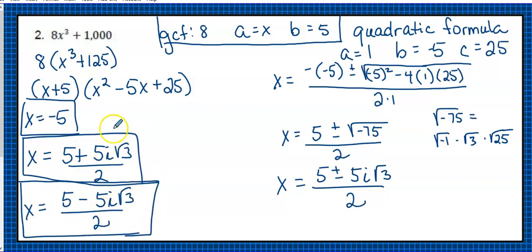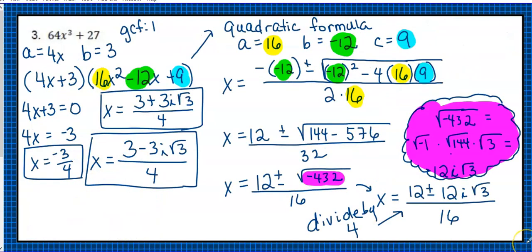Okay guys, so number 3 is very similar to number 1 in that the GCF is 1. So for this sum of two cubes, a was 4x, because the cube root of this is 4x, the cube root of 27 is 3. And so I set up the binomial and the trinomial here, and then I did 4x plus 3 is equal to 0 and got one of the x's is -3/4.